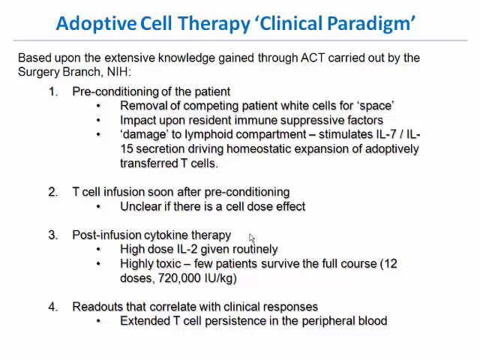It also causes some damage to the lymphoid compartment, which is recognised by bone marrow stem cells and stromal cells, resulting in the production of IL-7 and IL-15, which are homeostatic expansion cytokines, and so they can drive the expansion of T cells specifically within the patient. So preconditioning of the patient has at least 3 different impacts and is really important for this particular therapy. It's not clear whether to give T cells soon after preconditioning or a few days after preconditioning.